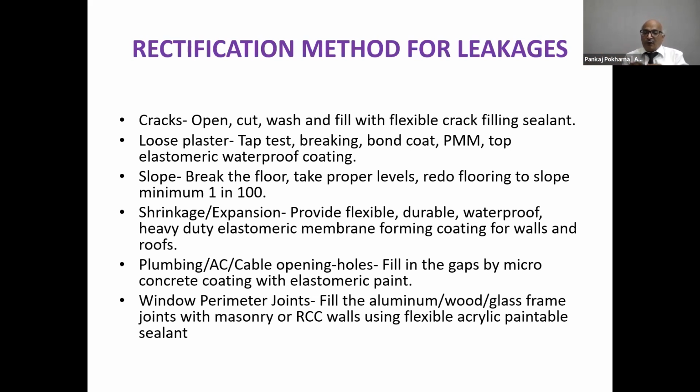Similarly, when we talk about window perimeters, again there is a gap. When you fill it with mortar or plaster, it reopens. And there is a problem of bonding of plaster between aluminum section, glass or wood. Plaster will bond with plaster, brick or concrete easily, but not with the aluminum section, wood or glass.